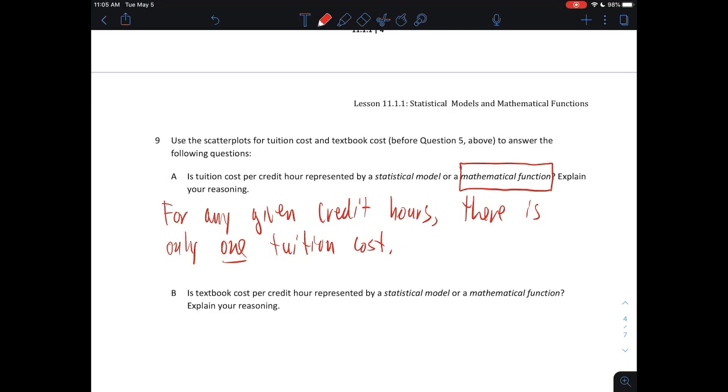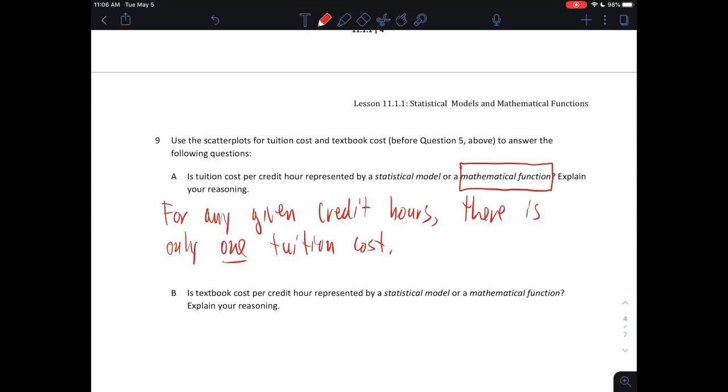Would it be fair if you walked up and paid a cost for a cup of coffee and then your friend walked up, bought the same cup of coffee, and they paid a different price? No. You want those costs to be the same. We depend on things like that. So this is a typical function that we see in life.